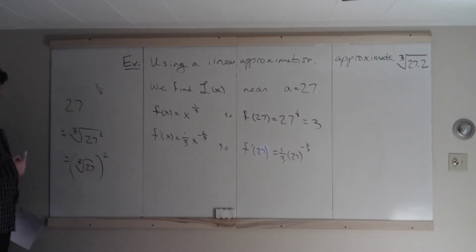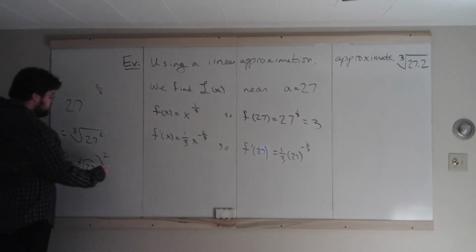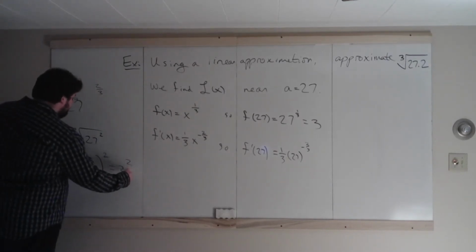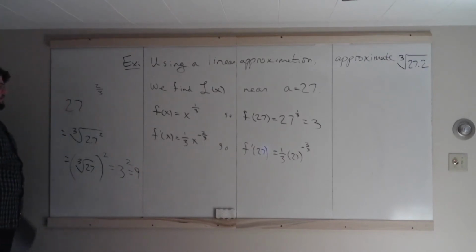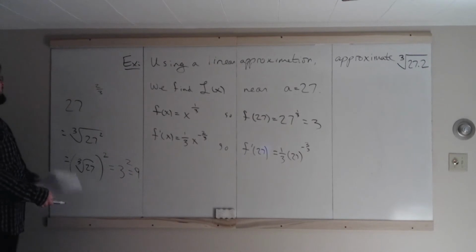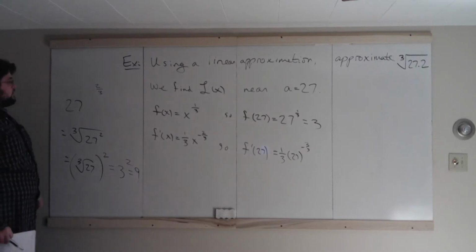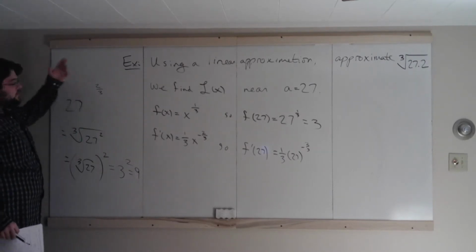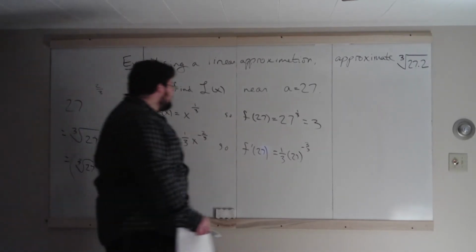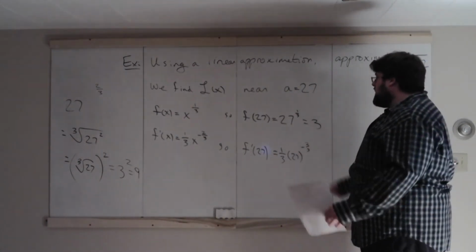That's easier to deal with because the cube root of 27 we already know is 3. And 3 squared is 9. You could also say 27 to the 2/3 is 9 because you can count by powers of 3. 3 to the 1 is 3, 3 to the 2 is 9, 3 to the 3 is 27, so 27 to the 2/3 is 9.